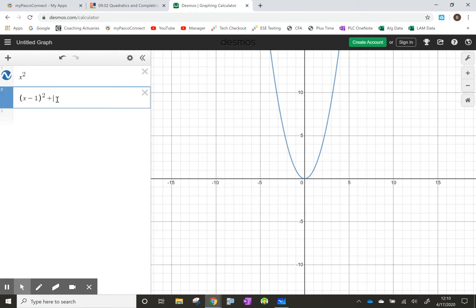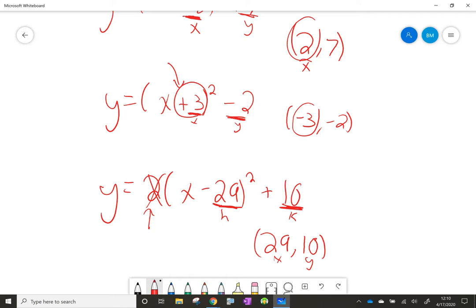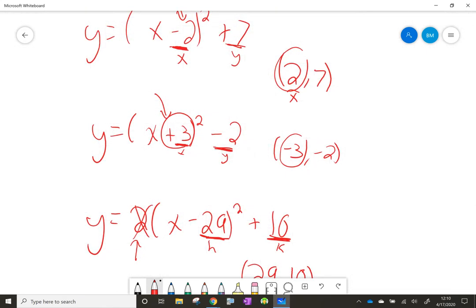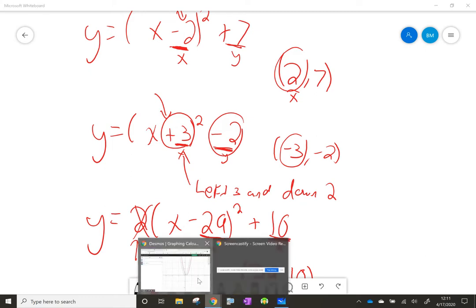So the vertex still tells us exactly how the function's transformed. So if I go back to this, right here with that plus 3, that would mean that the function moved left 3, and the minus 2 would mean that it moved down 2, because you still talk about those transformations. So if I actually put this one in, plus 3 and minus 2, you'll see it moved left 3 and down 2. So let me go to my calculator.